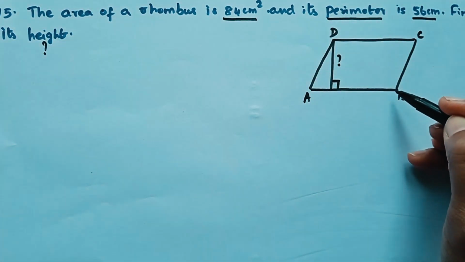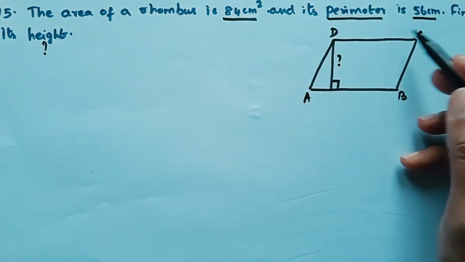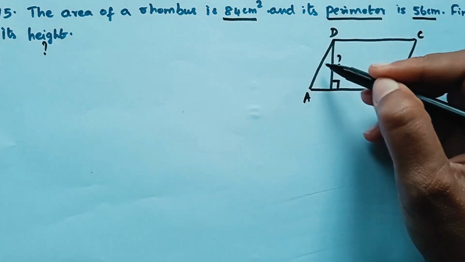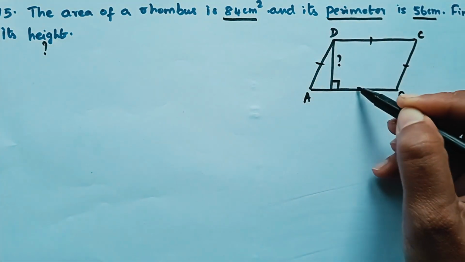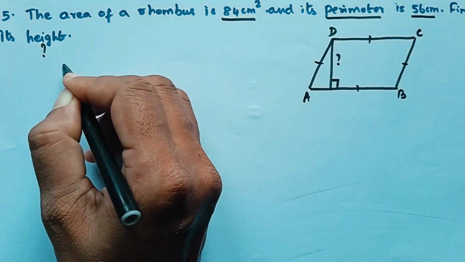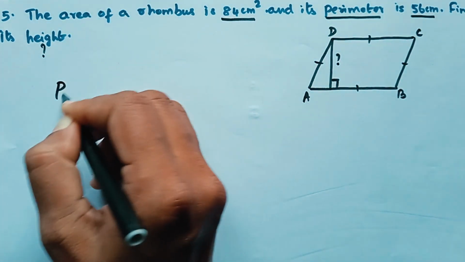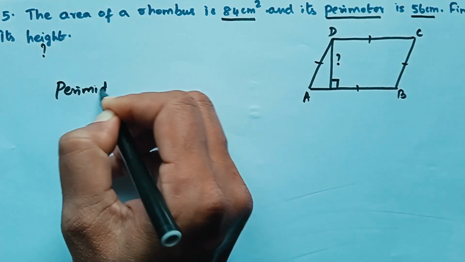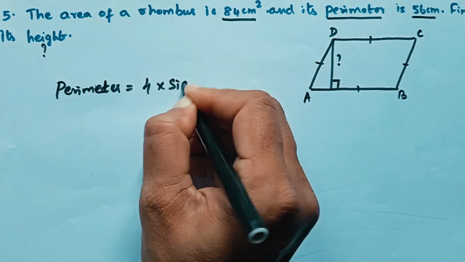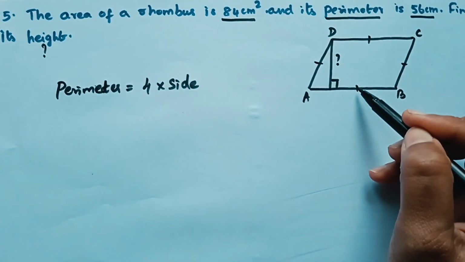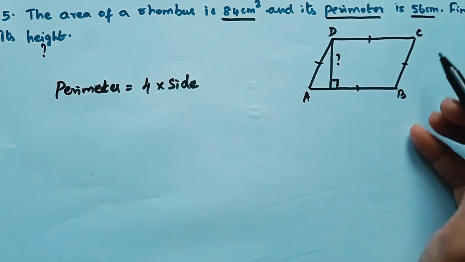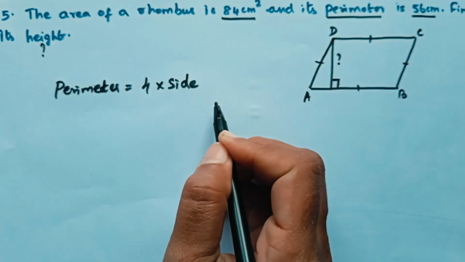The property of a rhombus is that all sides are equal and opposite sides are parallel. Since the lengths of all the sides are equal, we are going to use the formula for perimeter: perimeter is equal to 4 into side. Because a rhombus is similar to a square, all the sides are equal. So perimeter is equal to 4 into side.